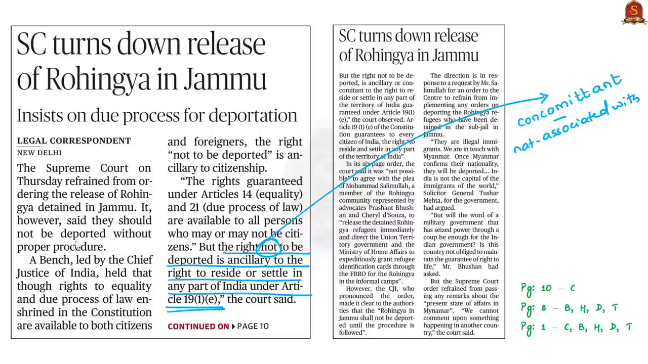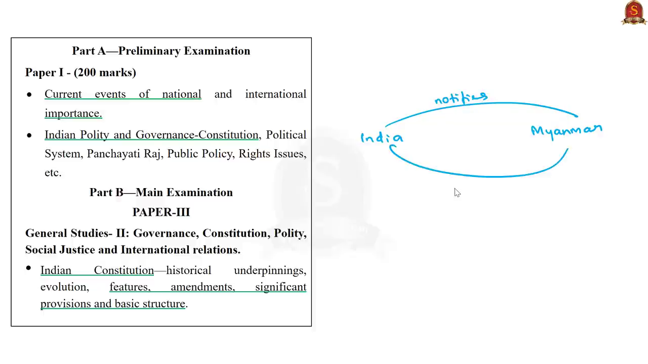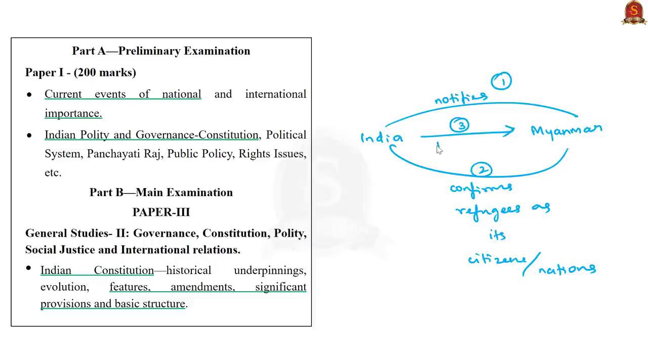So what is the proper procedure? See, the Government of India generally follows the procedure of notifying the government of the country of origin of the said foreigners. In this case, Myanmar. So first, the Government of India will notify the Myanmar government. And the central government will order the deportation of these refugees or foreigners only when the Myanmar government, or the government of the country of origin, confirms that the particular persons are citizens or nationals of that country and that they are entitled to come back. Only then does the government deport them. So that is the proper procedure.